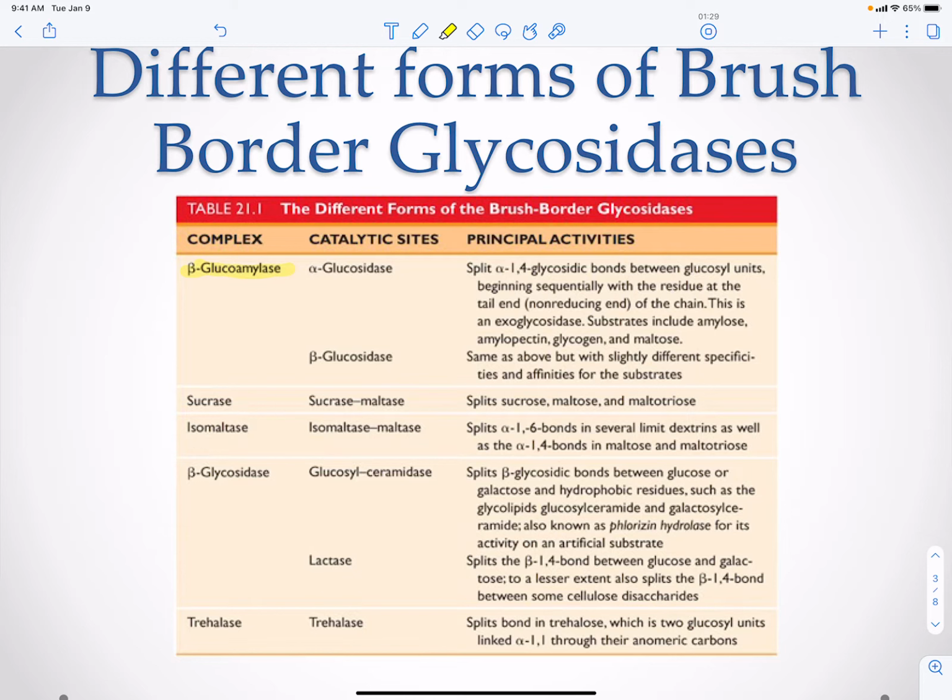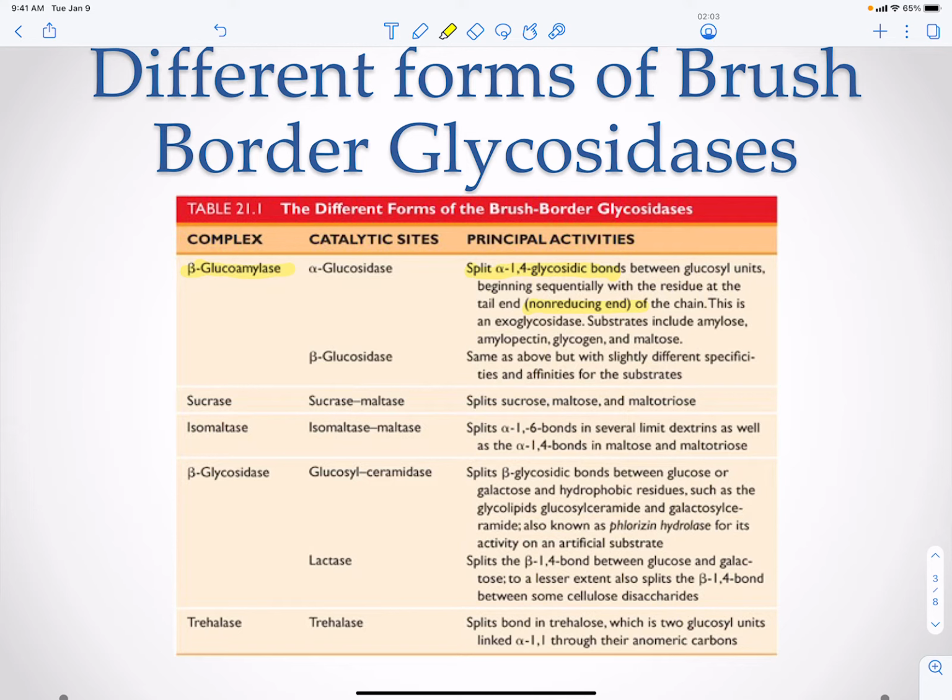polysaccharides. And this time it's going to split our alpha-1,4 glycosidic bonds, and it's going to occur at the non-reducing ends of the chain. Recall that alpha amylase also targeted our glycosidic 1,4 bonds, but only internally. It was an endoglycosidase. And so this is an exoglycosidase. It's at the ends. Now there's going to be an alpha glucosidase, beta glucosidase. They both have similar functions. They just have different targets.